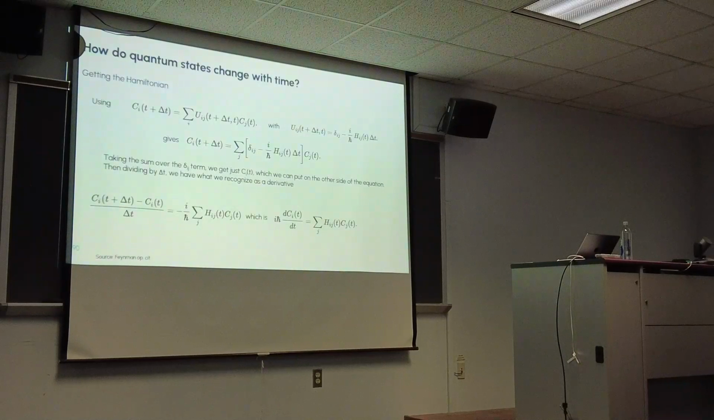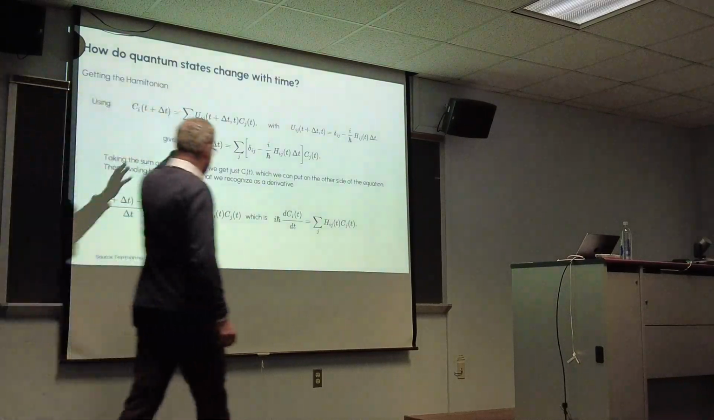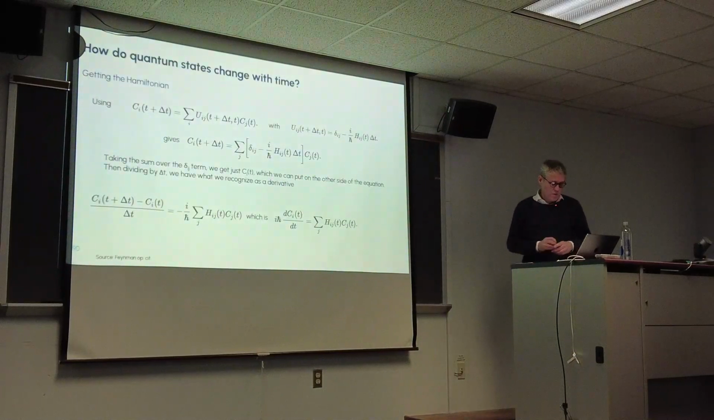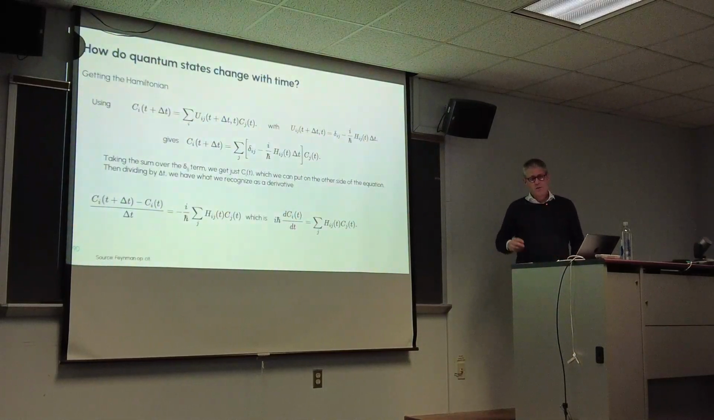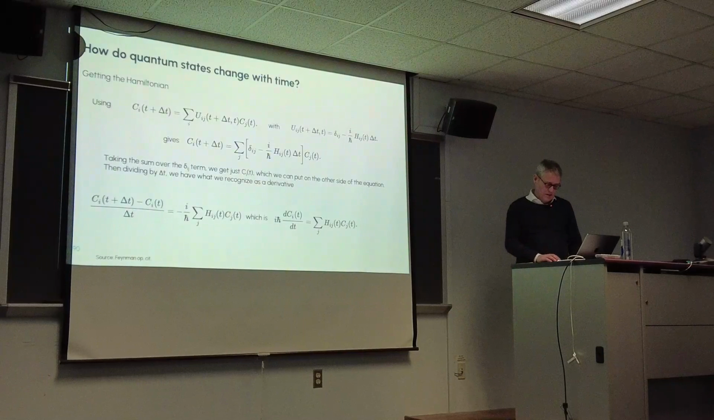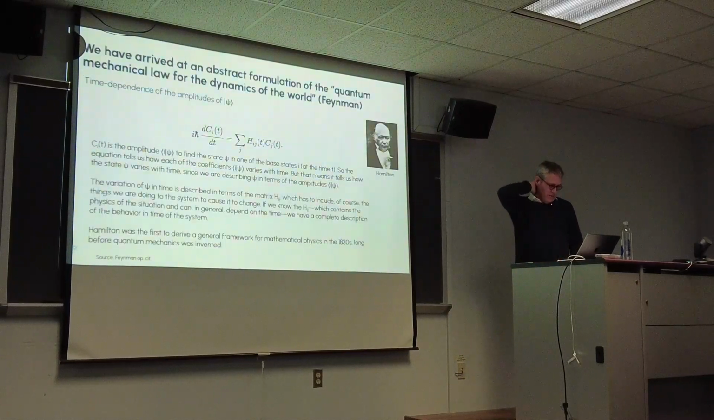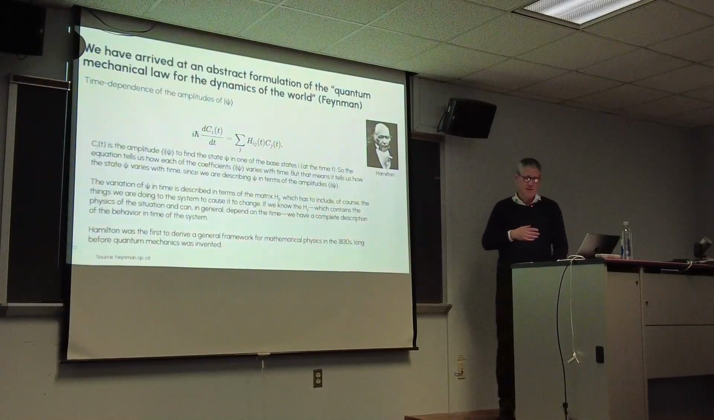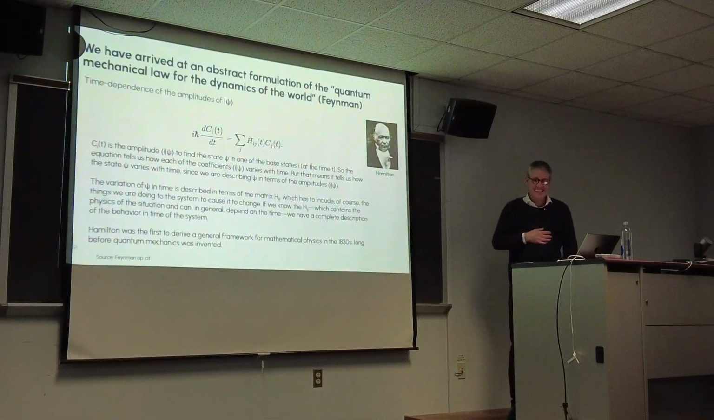This is what physics tells us, and I just found this development of this equation of the Hamiltonian relatively understandable. It's mathematically not so hard. That's why I showed it. And so Feynman says we have arrived at an abstract formulation of the quantum mechanical law of the dynamics of the world. That's what Feynman calls it.